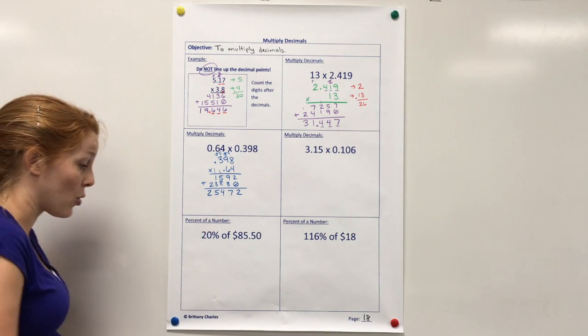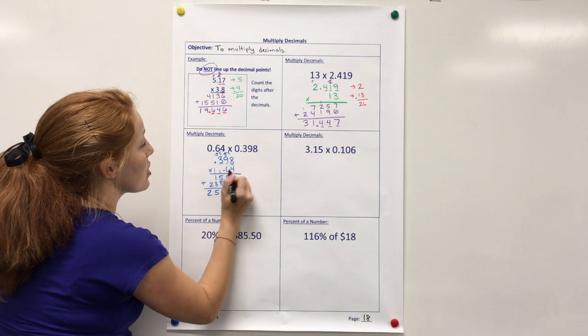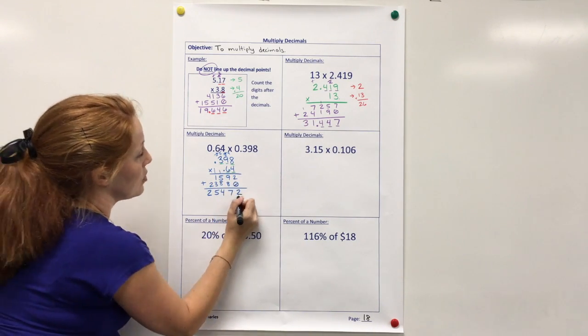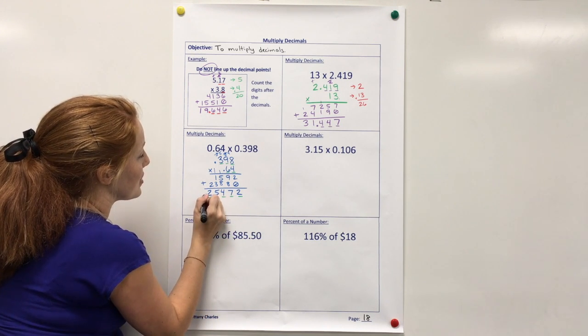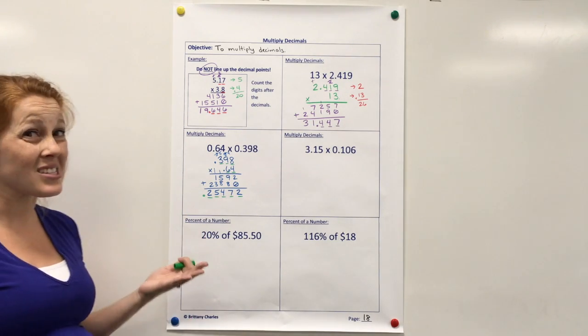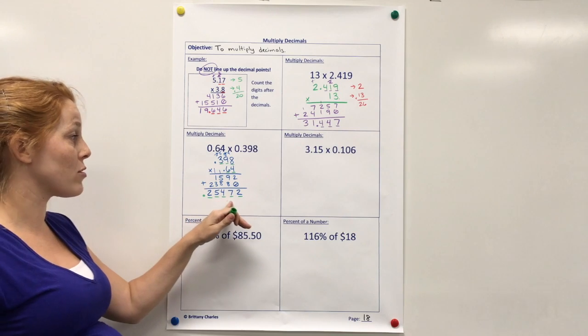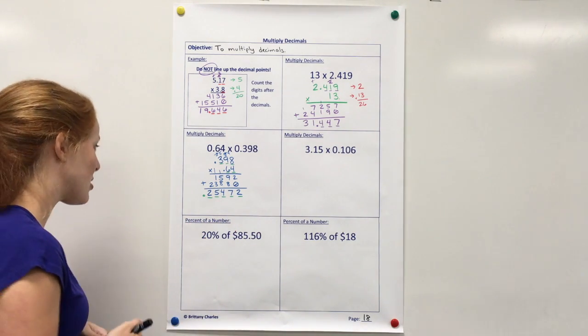Now, I need to count the total digits after my decimal. 1, 2, 3, 4, 5. 1, 2, 3, 4, 5. So that means my decimal goes out in the front. And my answer would be less than 1. So 0.25472.